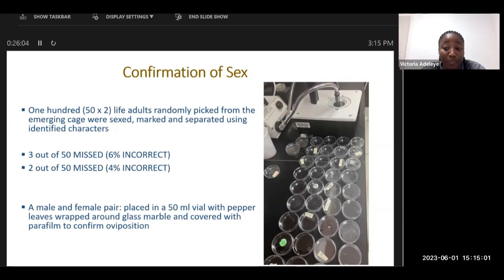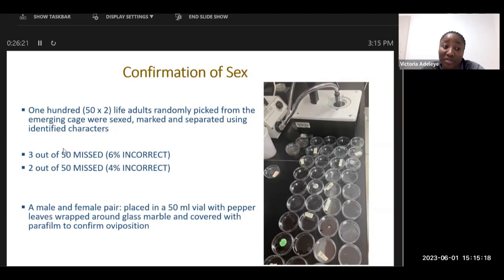And what I did was actually getting 50 vials like this, as you can see in this picture. Then I identified them as male and female. I had to do this twice, so I have 100 insects in total.